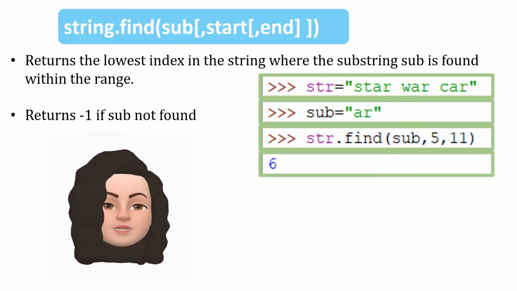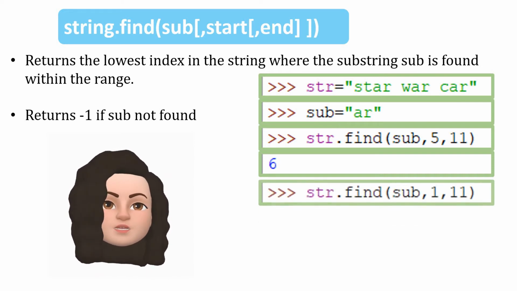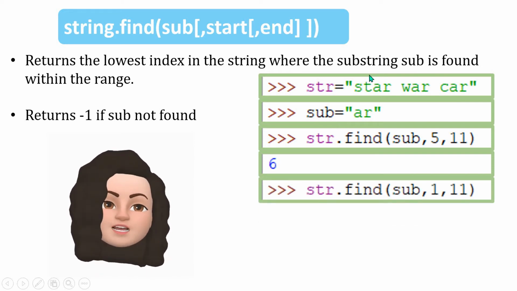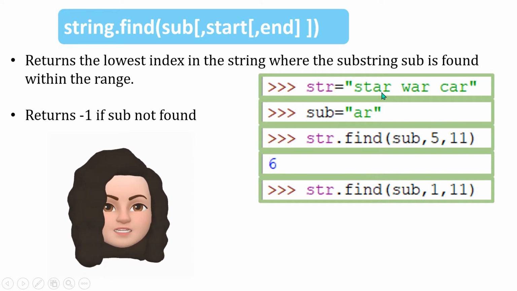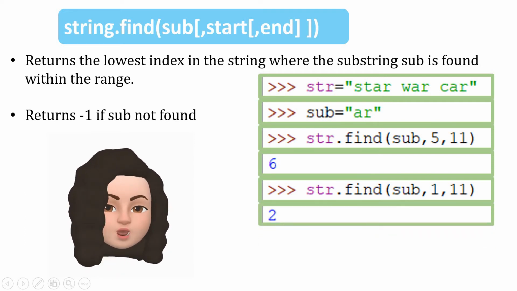Okay. Now the next example, str.find(sub, 1, 11). Starting index is 1, ending index is 11. So 0, 1 here. After 1, you have the substring at the 2nd index itself. That is the lowest index. So your output will be 2.